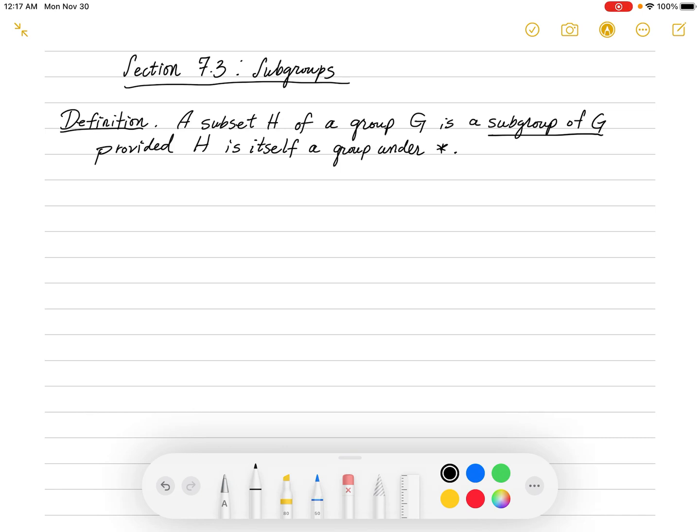So part of our curriculum is to get into section 7.3. I'm not going to go deeply into this section. I'm just going to scratch the surface. We want to introduce what subgroups are. So what is a subgroup of a group?